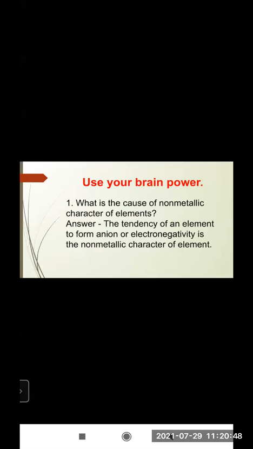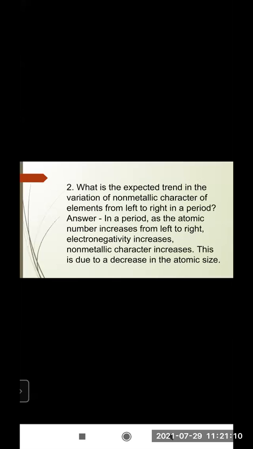Once again, I will repeat all the 3 questions and 3 answers. See, what is the first one? What is the cause of non-metallic characters of elements? The answer is the tendency of an element to form anion, or electronegativity, is the non-metallic character of an element. Clear? Then the second question.